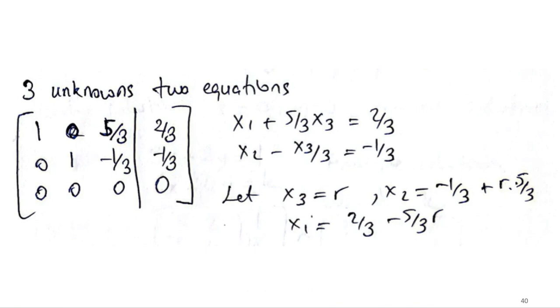And in this type of scenario, we can actually parameterize the solution, and write down the solution for x1, x2, and x3, given the parameterization that we use. Here we are using x3 equals r, x2 equals minus 1 over 3 plus r times 5 over 3. And x1 is also derived based on the starting value for x3.